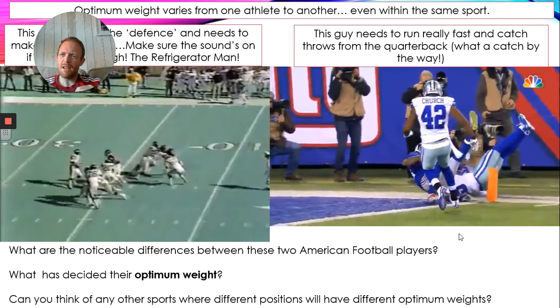So try and think what the benefits are and why their optimum weights are different. So basically, why the best weight for them is different for those two positions. Okay, there's a couple of other questions for you there as well. Are there any other sports that would benefit from different optimum weights? We've done it sort of in the last task as well, so you don't have to take too long on that.